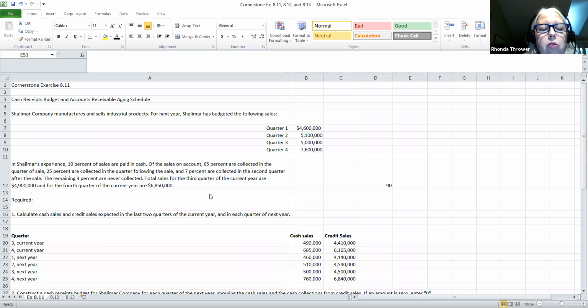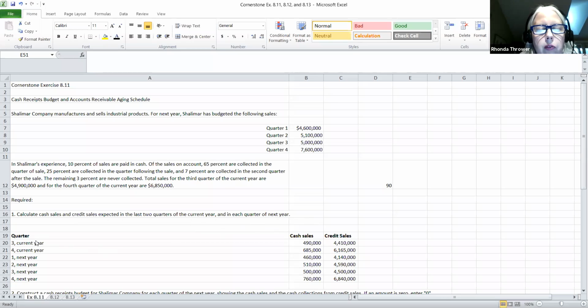$6,850,000. Before we can put together the cash receipts portion of the cash budget, it's always a good idea to break the information down, and that's what they've asked you to do in requirement number 1. They want you to calculate the cash sales and the credit sales expected in the last 2 quarters of the current year and in each quarter of the next year.